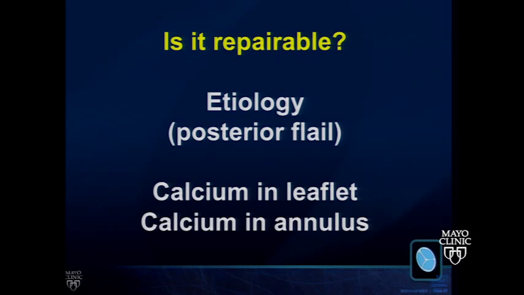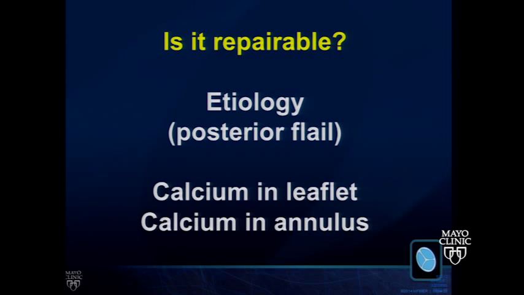Then the third thing you have to know is that if in fact you do have severe mitral regurgitation, is it repairable? And I'm speaking mainly of the degenerative mitral valve leaflets, the mitral valve prolapse, the chordal rupture. Remember that those with a posterior flail should be easily repaired, and you want to make sure there's no calcium in the leaflet or calcium in the annulus.